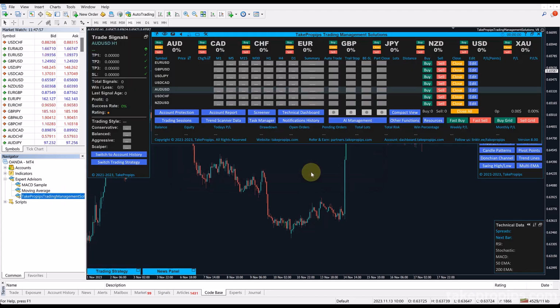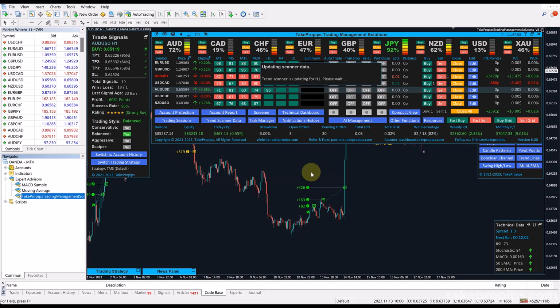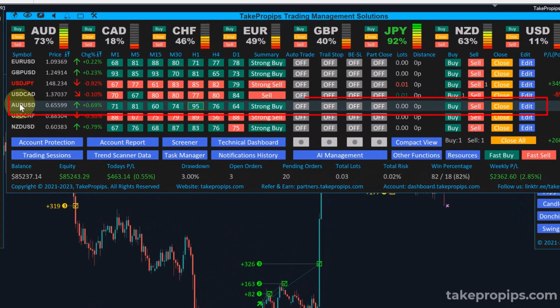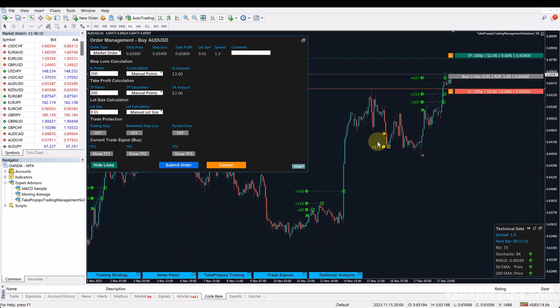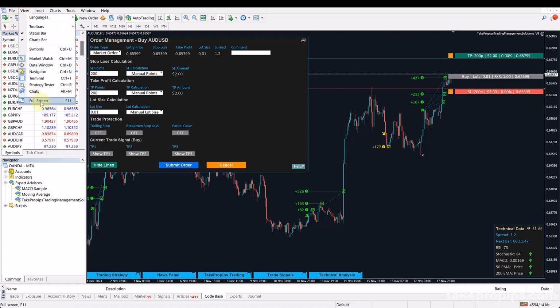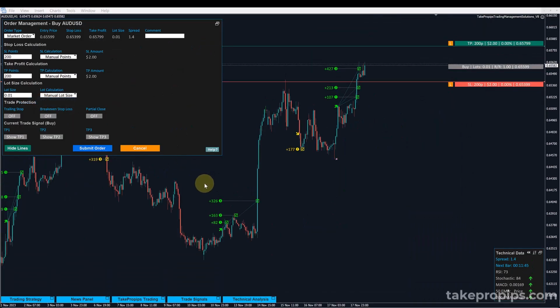In order to open manual trades, we'll need to determine the pair we want to trade and then click the buy or sell button. In this example, we'll open a new trade for AUD/USD. Now, you will see the order management dashboard. Let's break down each section and explain these in more detail.